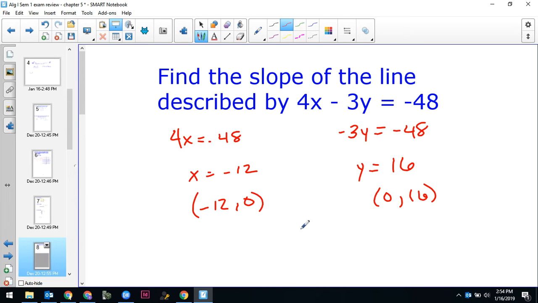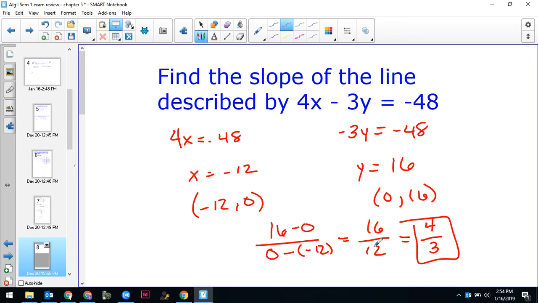And then you could just do the slope formula with that. 16 minus 0, y minus y, over 0 minus negative 12. So this is 16 minus 0 is 16. 0 minus negative 12, that's 0 plus 12, 12. Reduce it down, divide both top and bottom by 4. We get 4 over 3. Remember, no decimals, no mixed numbers, just fractions.